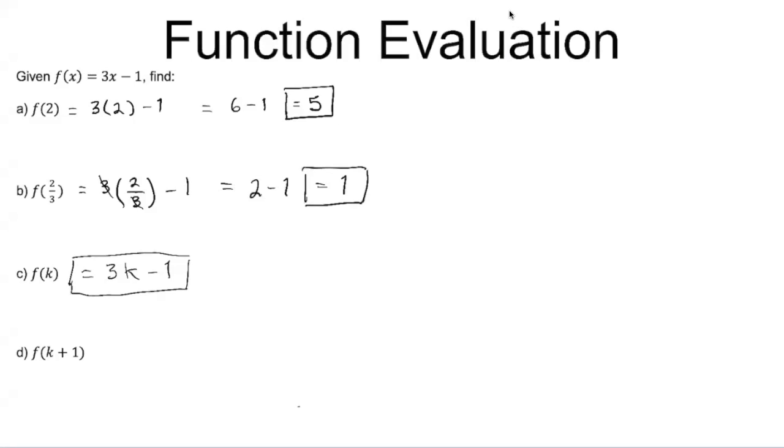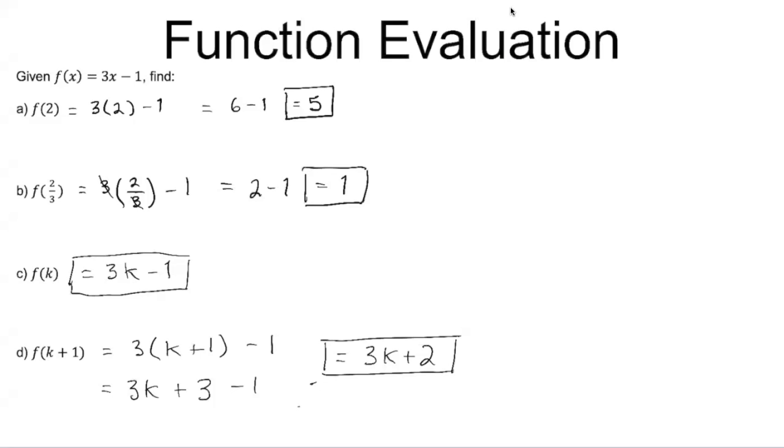For the next example, you will note that I have k to substitute for x. When I substitute k for x, the only change is instead of x, I have k, 3k minus 1, and I cannot evaluate that any further.